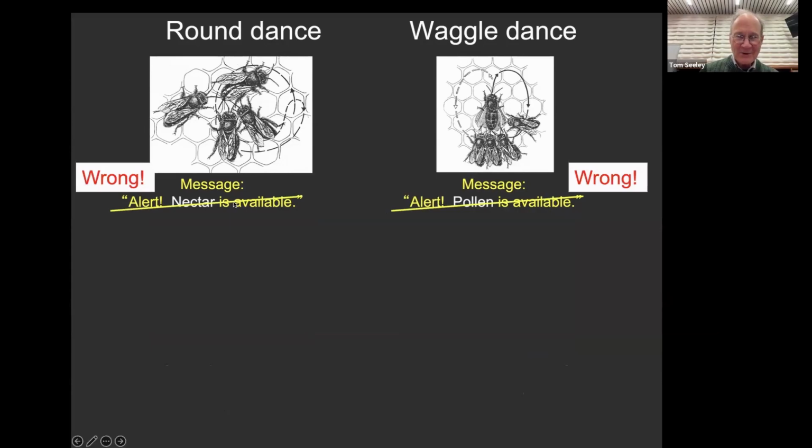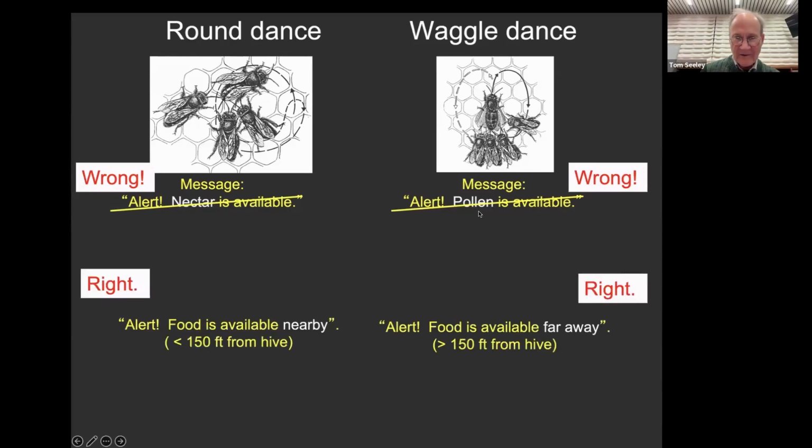It wasn't that the round dance says nectar's available and the waggle dance says pollen's available. No. What was correct was the message of this dance, as we all know now, is: alert, food is available nearby, less than 150 feet from the hive, in fact. And what we now know too is the waggle dance also says alert, food is available, but the food is available far away, more than 150 meters from the hive. And as we all know, the waggle dance can advertise a food source miles from the hive. But it took von Frisch a while to figure this out.